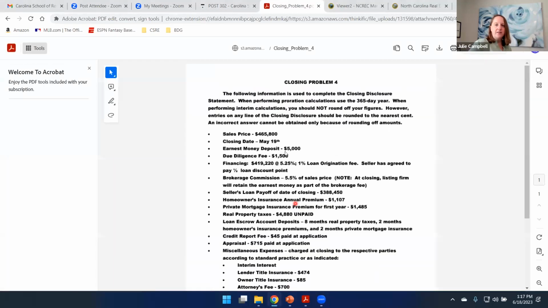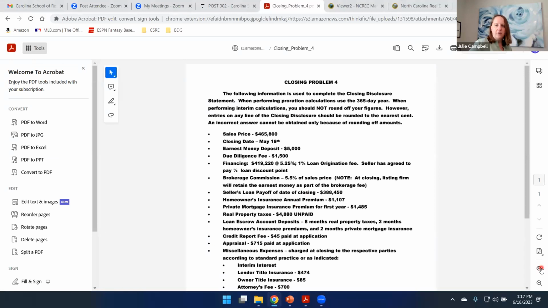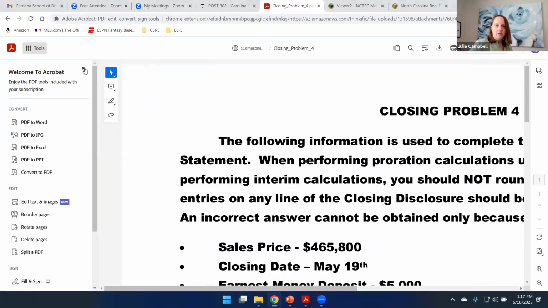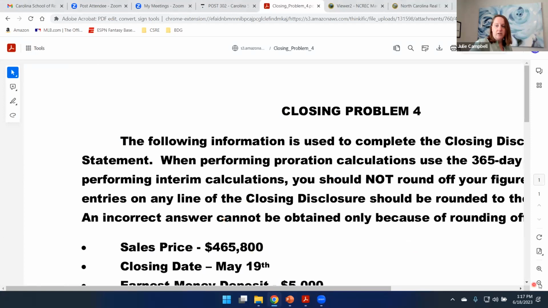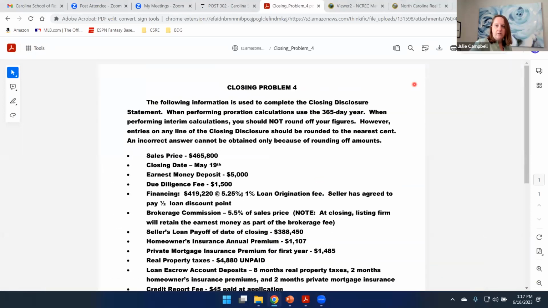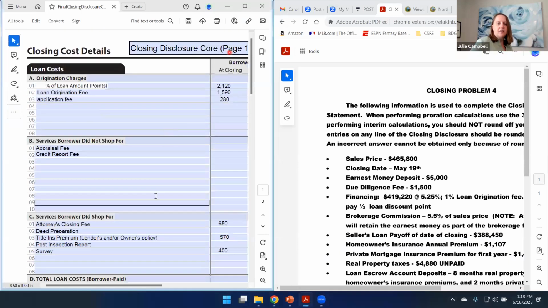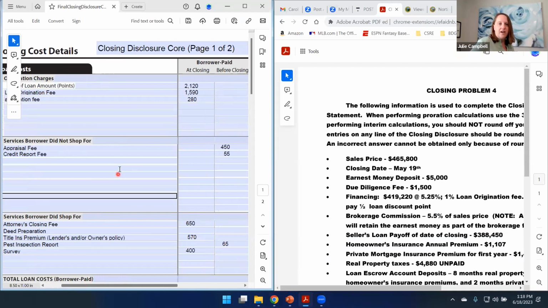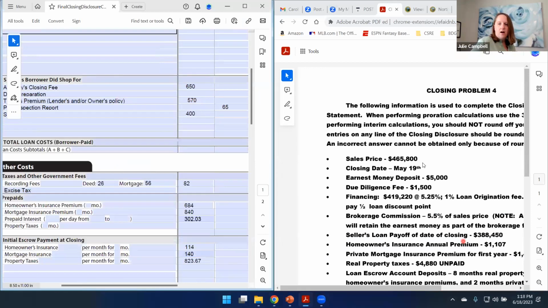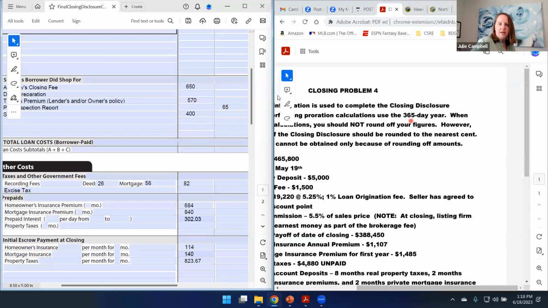There's a couple funny things in this one that I do want to talk about. It's really big. Better. So this is the closing disclosure, the one that we just did. I'm just pulling it up as an example. You guys are going to do the same thing. Again, just read the problem, the information.